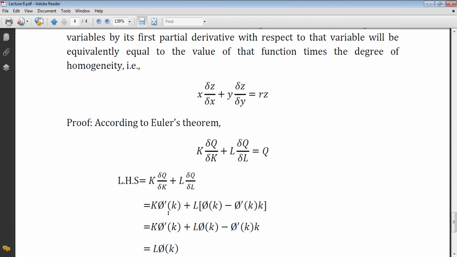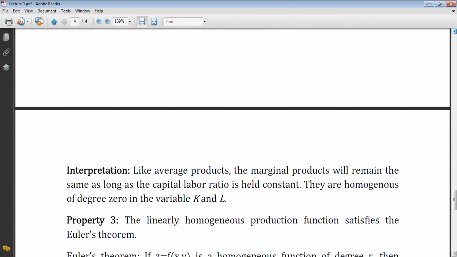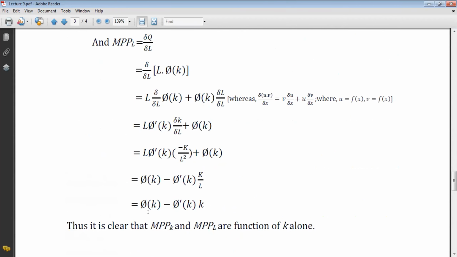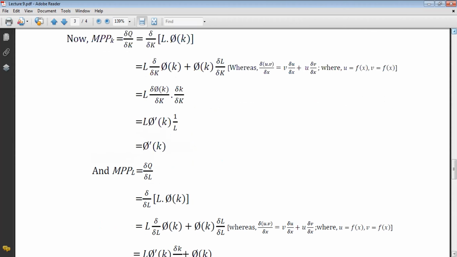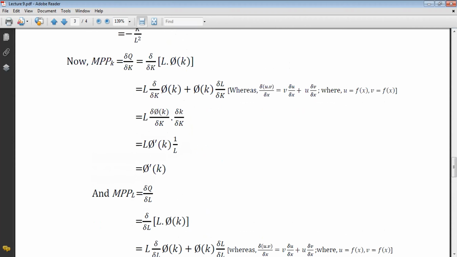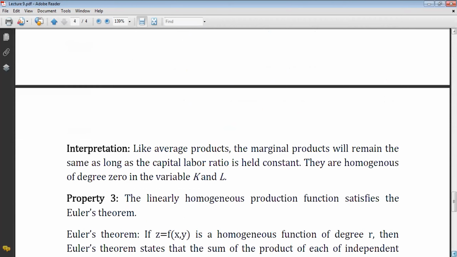So here is k into del q by del k plus l into del q by del l. Here we are just substituting the value of del q by del k and del q by del l. MPPL means del q by del l, and MPPK means del q by del k. We have to substitute these values in Euler's theorem left side. Clear, students? Is it clear?